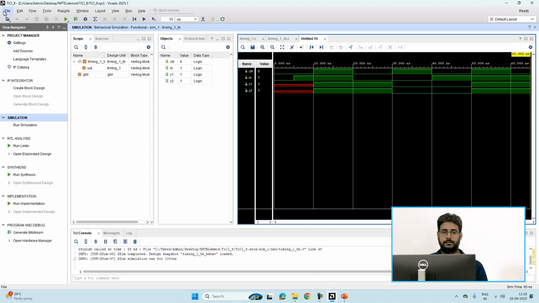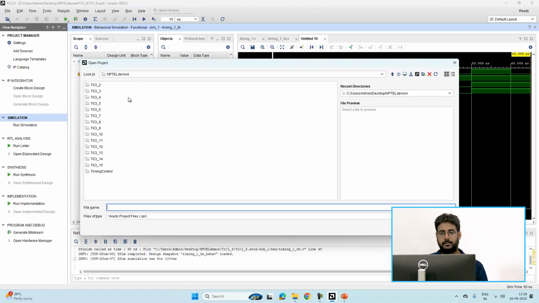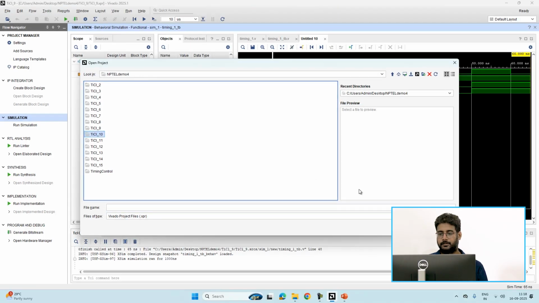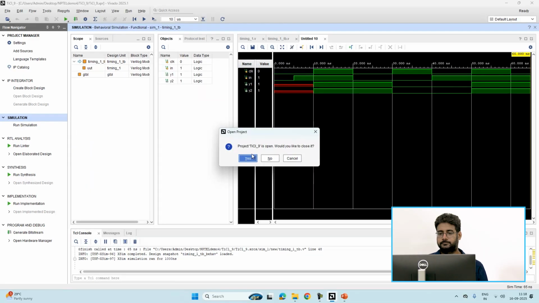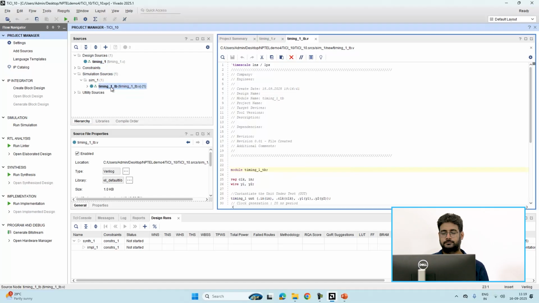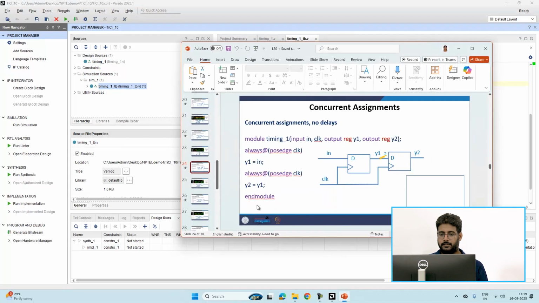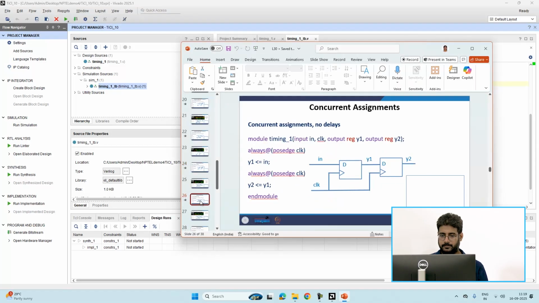Now we will move on to the next example, which is example number 10. We'll open this project, and it is 9. So we'll move on to sample number 10. Sample number 10 is this. Timing 1 and timing 1 TB. It is in the lecture slides, slide number 26, here.